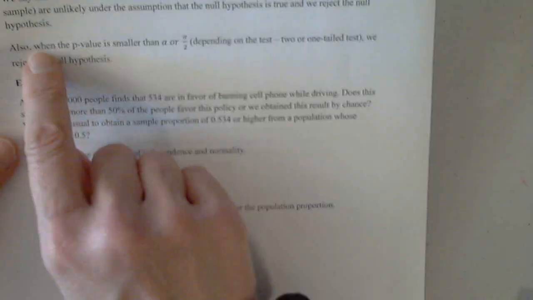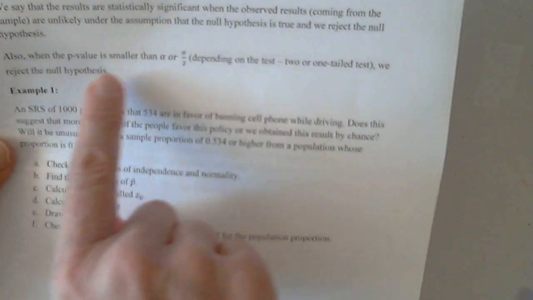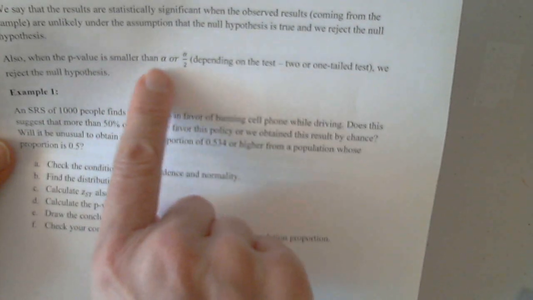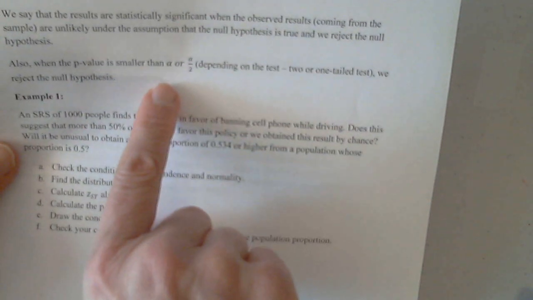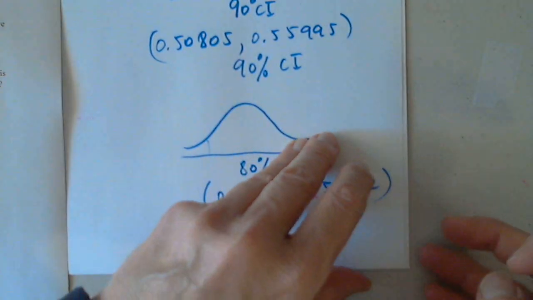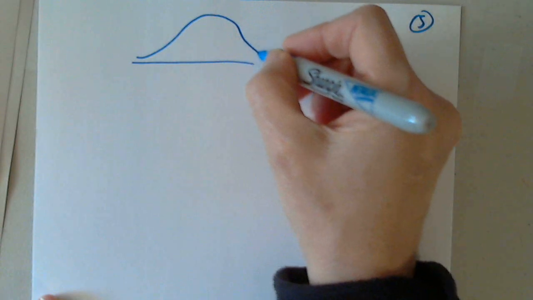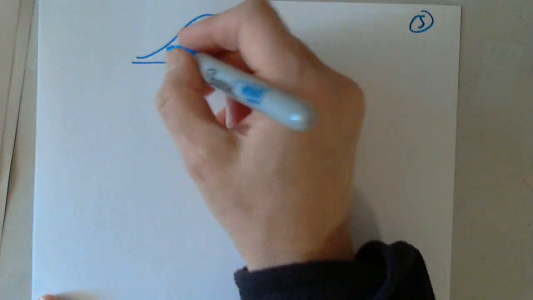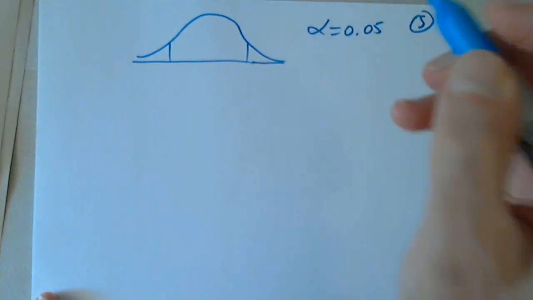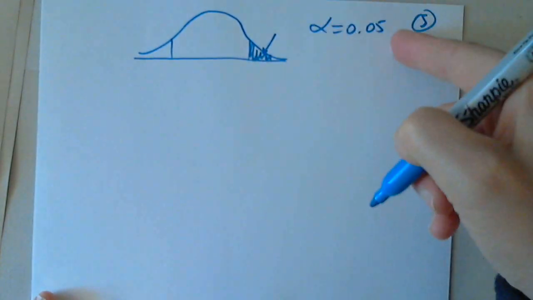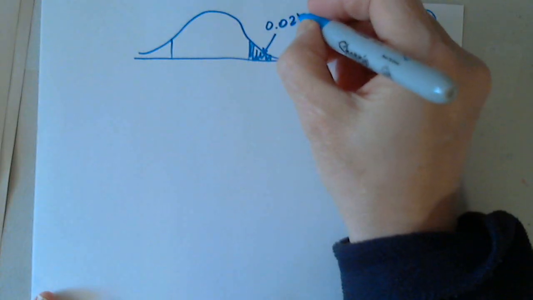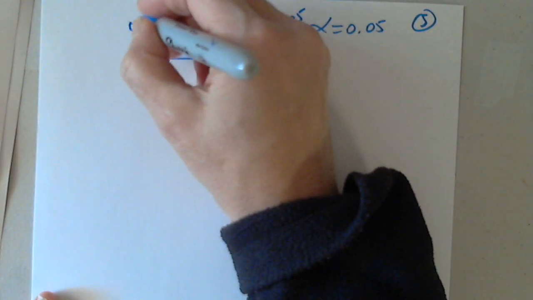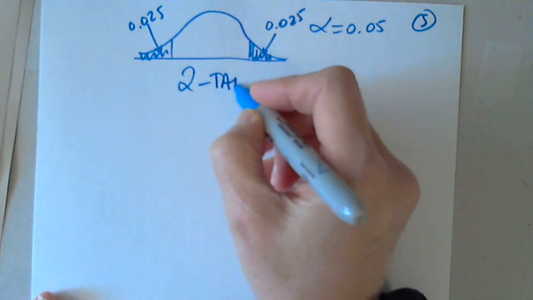Okay, moving on. So now we know what the p-value is. The p-value could be smaller than alpha or alpha over 2, because we're going to look in a moment at a two-tailed test. When you look at a two-tailed test, let's say alpha is 0.05, this area is half of it, which means 0.025. And this area is half of it, 0.025, for a two-tailed test.